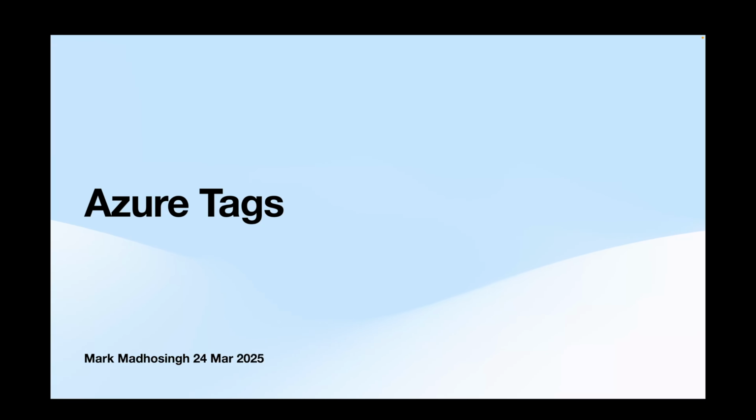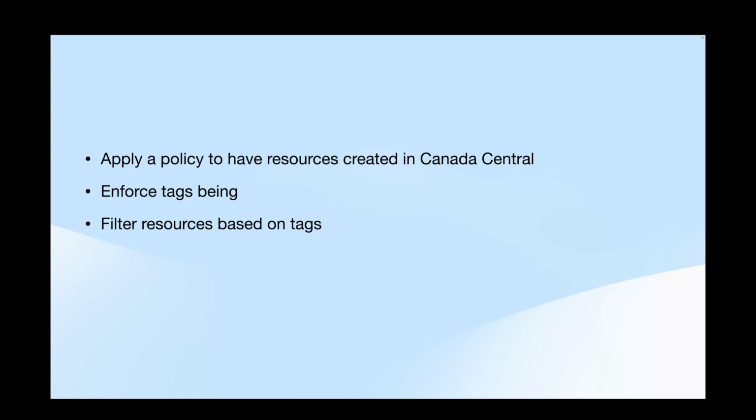Today I'm going to cover Azure Tags. So the first thing I'm going to do is apply a policy that I have to create a resource in Canada Central. So what I'm going to do is try to create a resource in Canada East. And it'll fail. Then I'll create it in Canada Central.